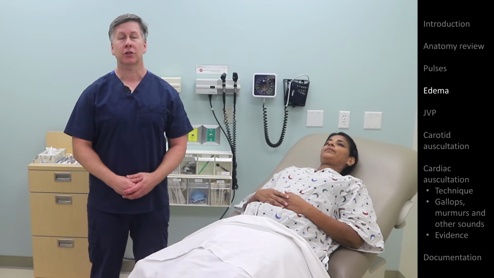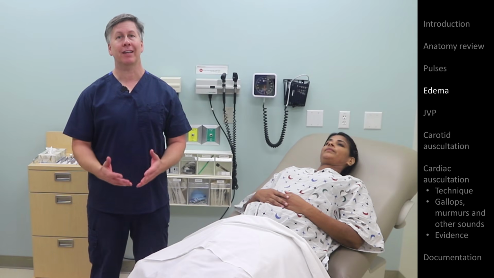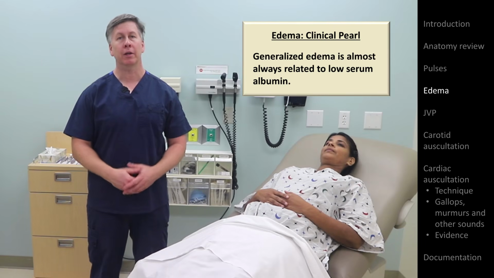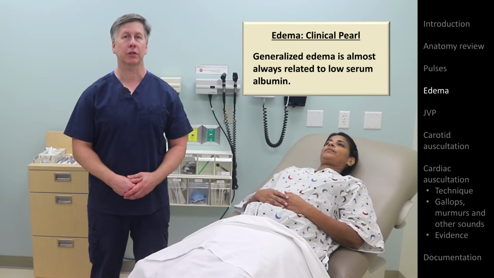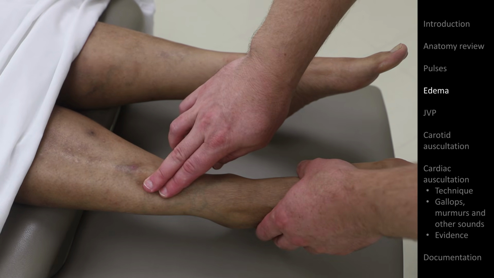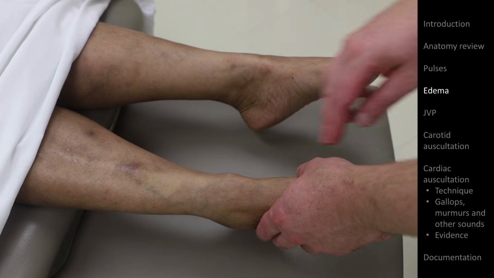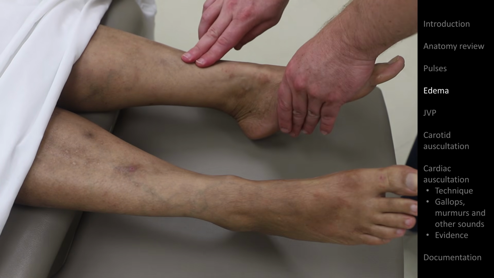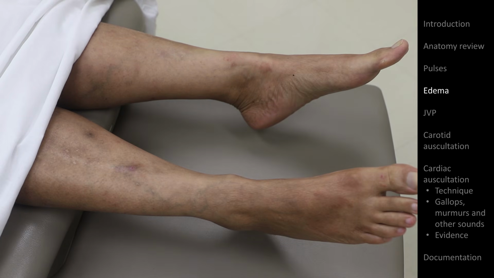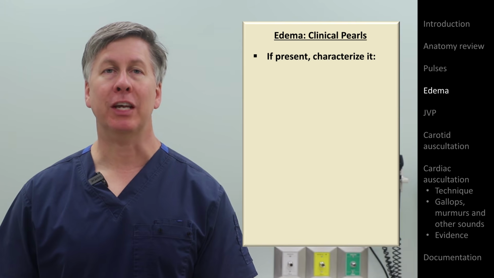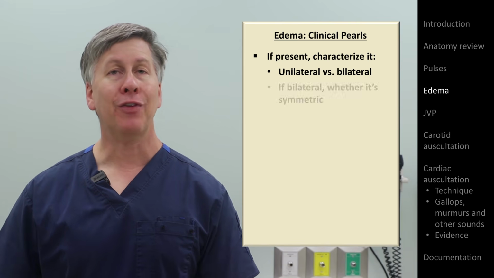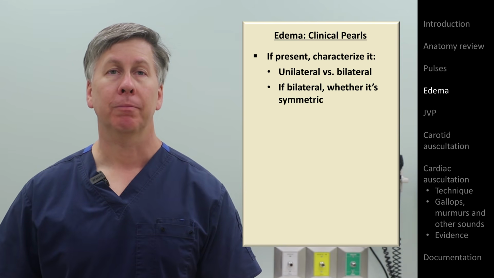While edema can be generalized to the whole body, affecting all four limbs and even the torso, in that case the etiology is almost always low serum albumin and is not directly related to the cardiovascular system. Edema of the legs is primarily assessed by holding firm pressure to either the feet or shins, and seeing if the pressure of your finger pushes subcutaneous fluid out of the way and allows your finger to sink down into the patient's soft tissue. If a patient has edema, you should characterize it based on whether it's unilateral or bilateral, and if bilateral, whether it's symmetric.